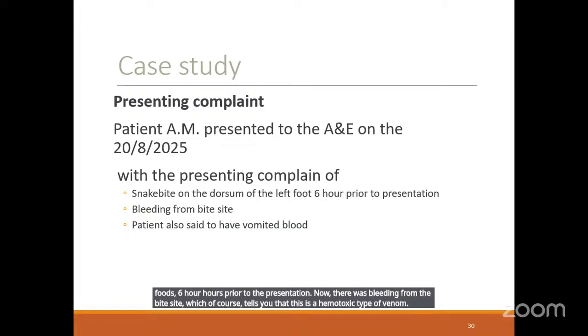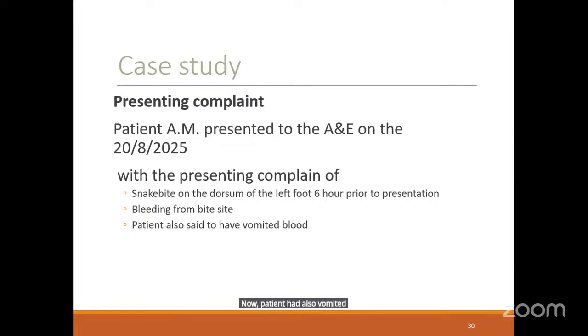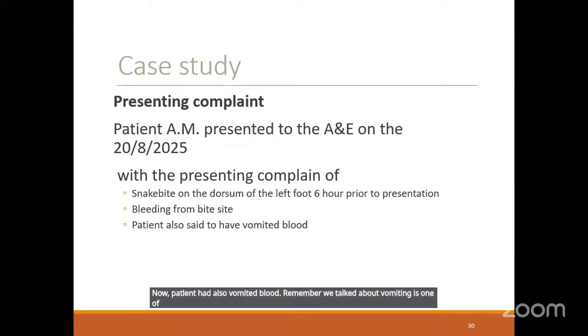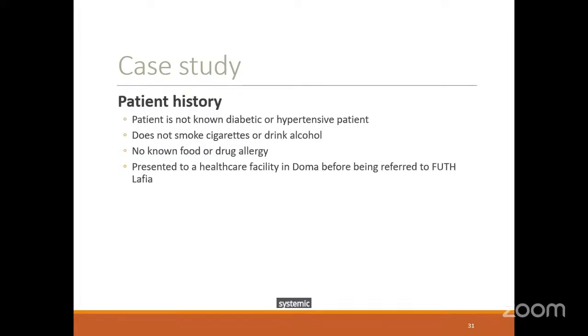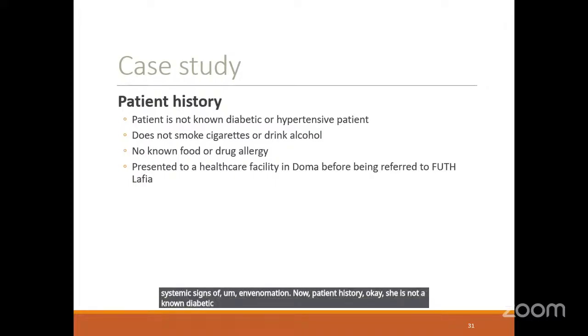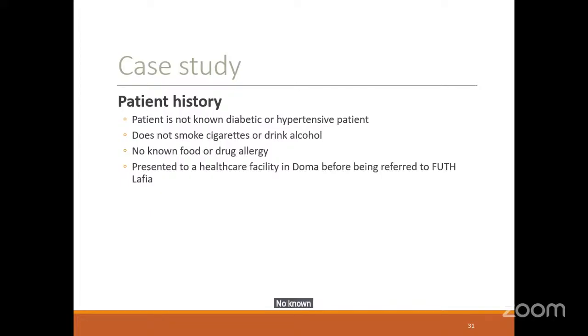Now, patient had also vomited blood. Remember we talked about vomiting is one of the systemic signs of envenomation. Now, patient history, okay, she is not a known diabetic, does not smoke or drink alcohol, not hypertensive, no known food or drug allergy, which is important for us to know. And then she presented at the facility at Lafayette, Federal University Teaching Hospital.